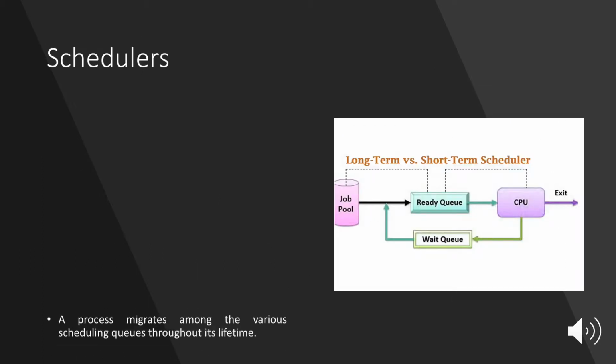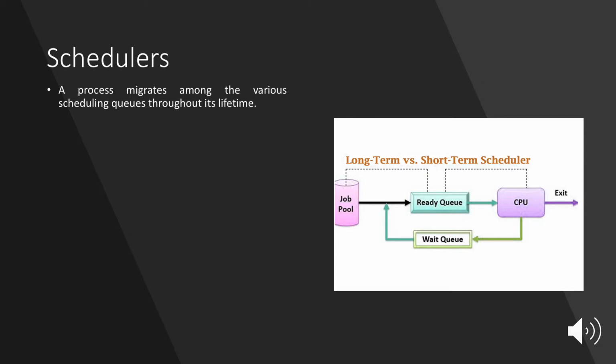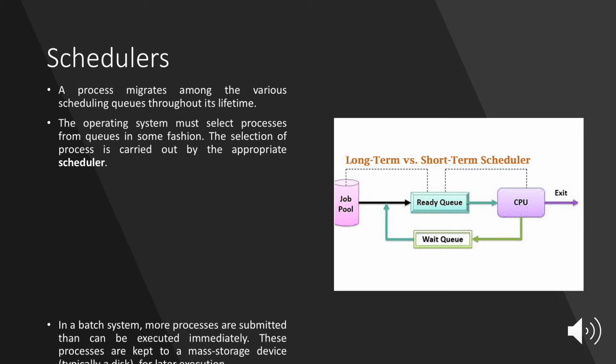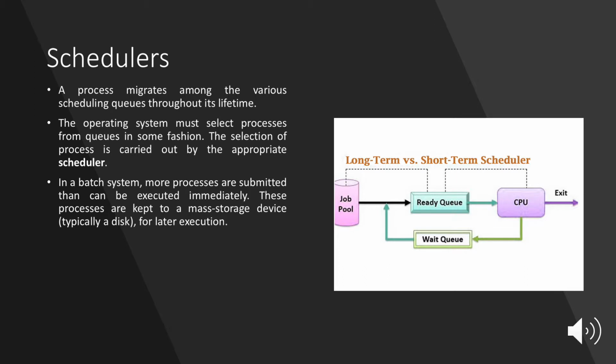Schedulers. A process migrates among the various scheduling queues throughout its lifetime. The operating system must select processes from these queues in some fashion. The selection of processes is carried out by the appropriate schedulers. In a batch system, more processes are submitted than can be executed immediately. These processes are kept on a mass storage device. As seen in the image, there is a job pool for later execution.